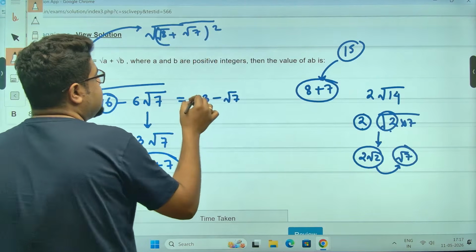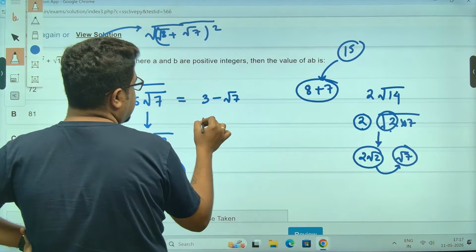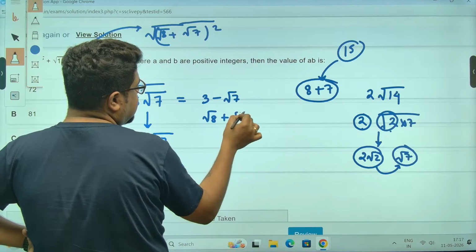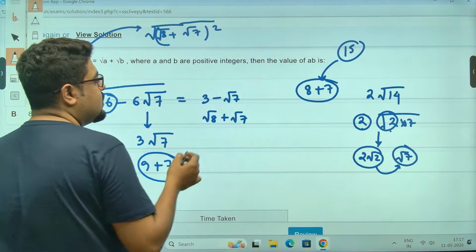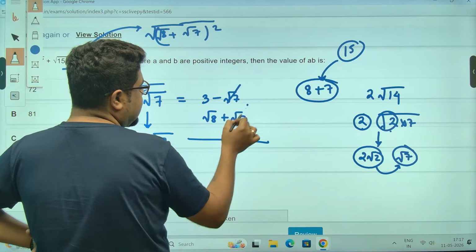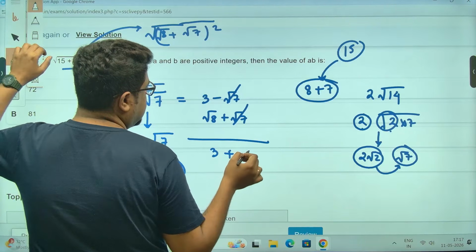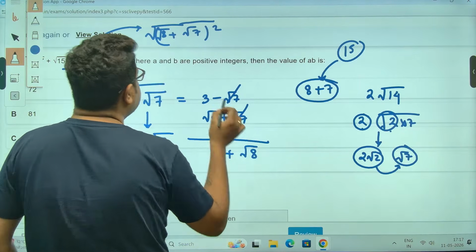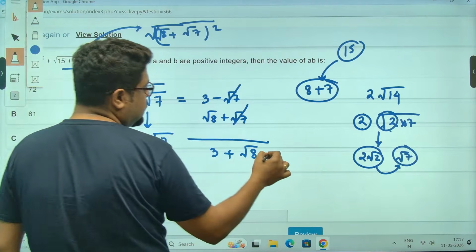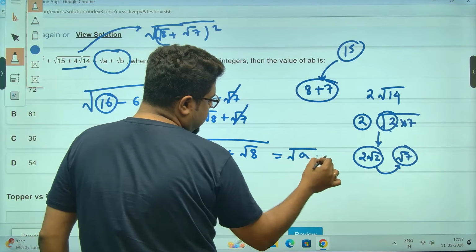So I can say this is nothing but root 8 plus root 7, because the whole square and square root will cancel. So if you add them, this will cancel. So I'm getting 3 plus root 8. This has been given to you as root A plus root B.